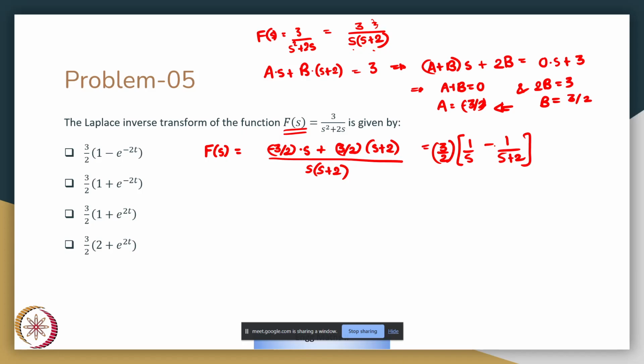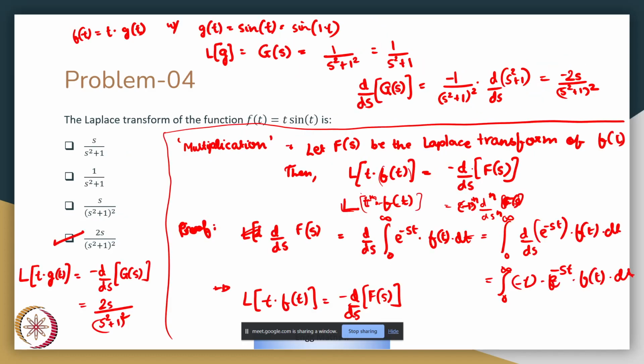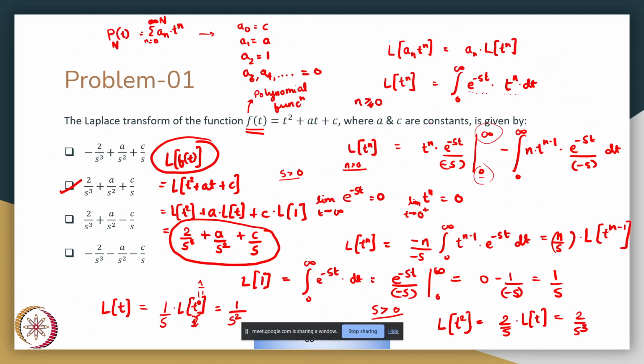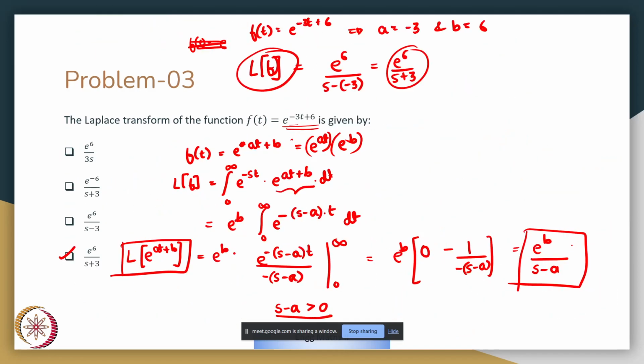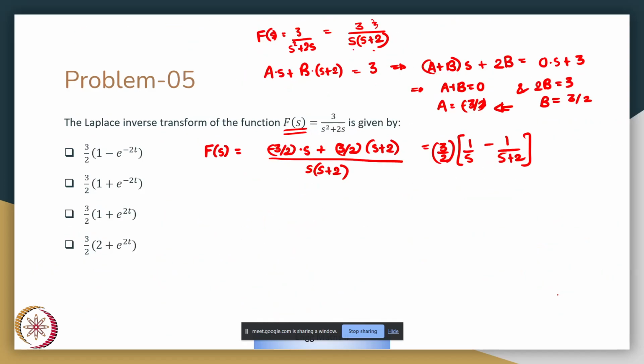Okay, where have we seen these forms, 1 by s and 1 by s plus 2? If we look at the very first problem, we can see that the Laplace transform of 1 is 1 by s. And another thing is that the Laplace transform of e raised to at plus b is of the form e raised to b upon s minus a. So we know the Laplace transform of 1 equals 1 by s, and the Laplace transform of e raised to at plus b equals e raised to b upon s minus a.